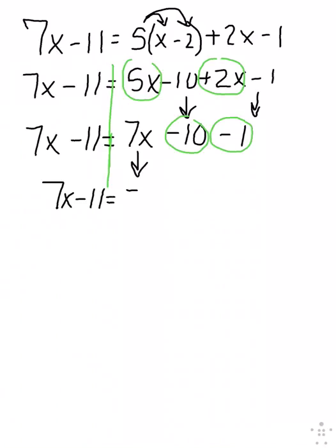I bring down the 7x. Negative 10 minus 1 is negative 11. 7x minus 11 equals 7x minus 11. Those match. They have the same thing on both sides. And so that is an infinite solution. So the answer is letter A, infinitely many solutions.